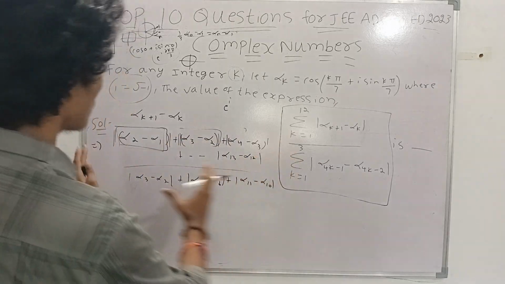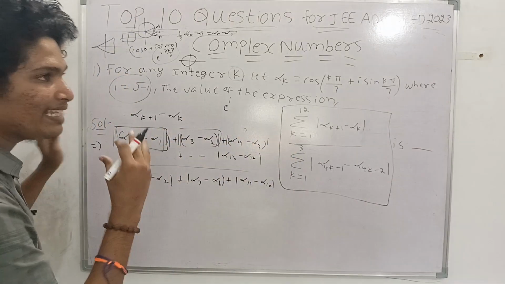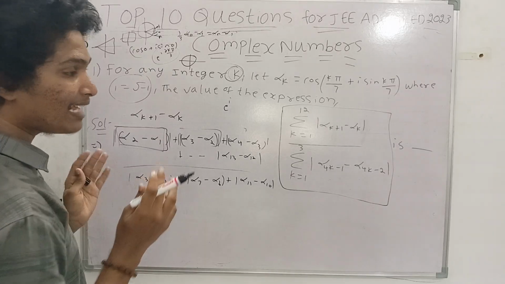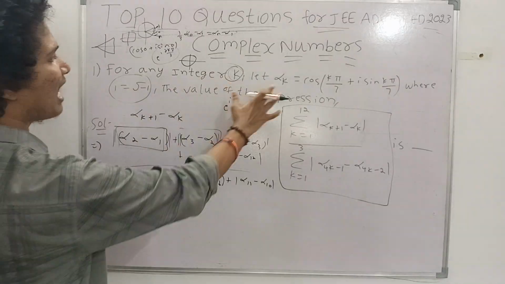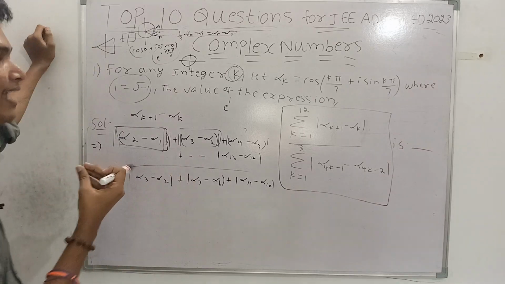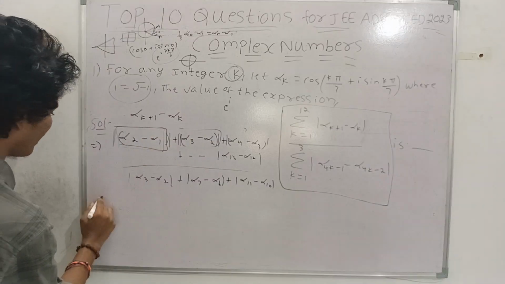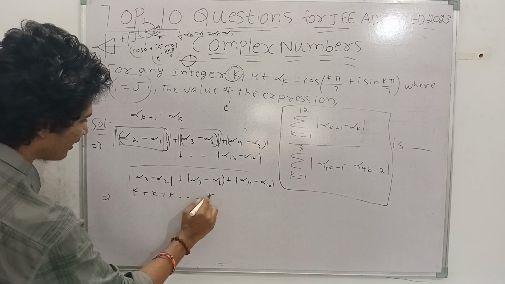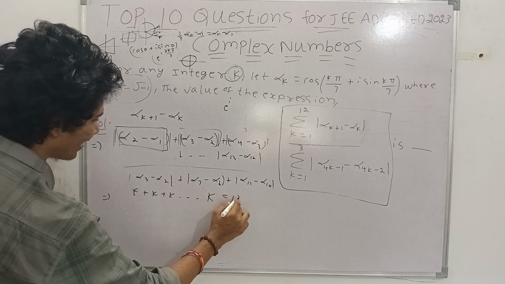So the total boxes are 12 boxes in the upside, and each having the length how much? K. Each having the length k. For any integer k, alpha k equal to this thing they are saying, but the length is same. Suppose if we take normal, each length is of k, k plus k plus k plus up to how many boxes it is 12. So it will be 12k.